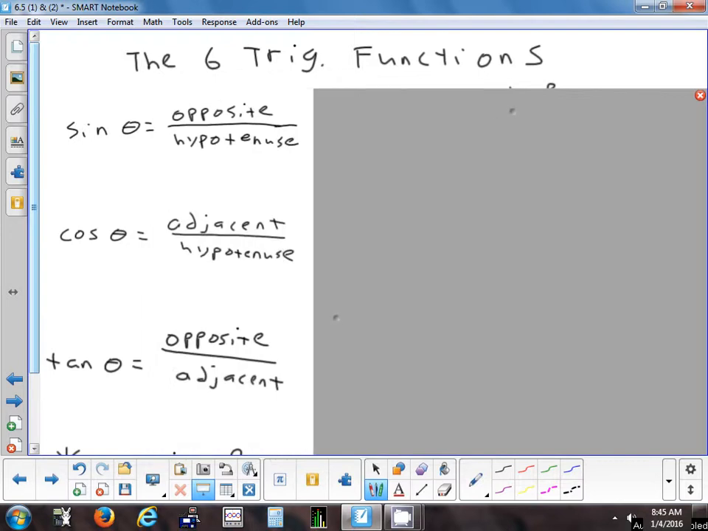Here are our first 3 trig functions in terms of the words opposite, adjacent, and hypotenuse. Sine is opposite over hypotenuse, cosine is adjacent over hypotenuse, and tangent is opposite over adjacent. Now hypotenuse is pretty straightforward. Hypotenuse is always the side across from the 90. It's the longest side in the triangle.